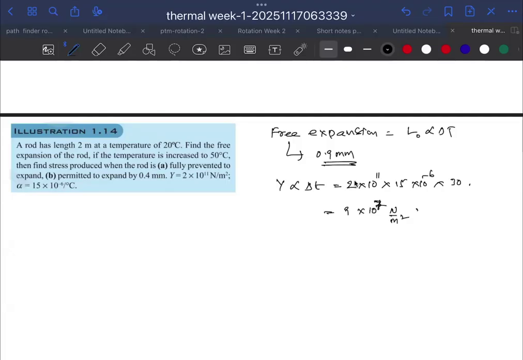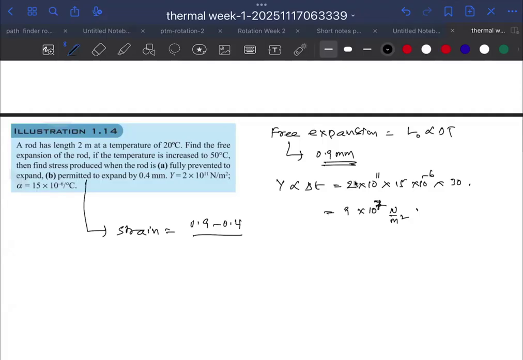Permitted to expand by 0.4 mm. Are 0.9 mm, 0.9 mm is a free, allowing only 0.4 mm. Then for the 0.5 mm, there is a strain part. Now here, strain part is 0.9 minus 0.4 mm. 0.4 mm expansion is allowed.